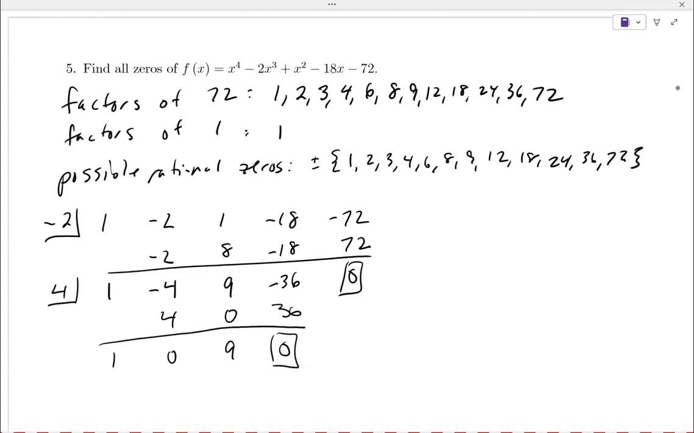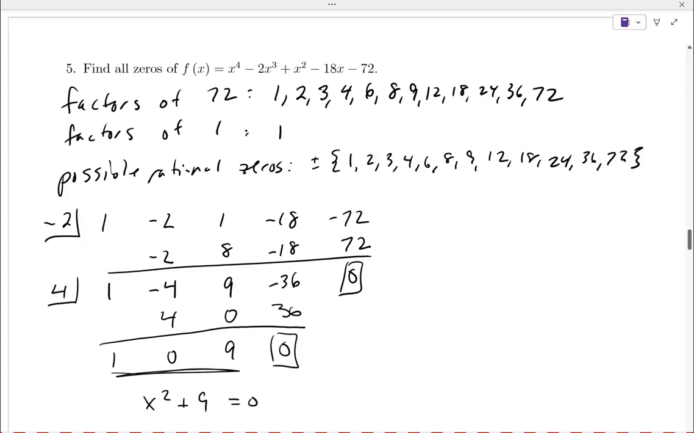We started with a 4th degree. This is now 3rd degree. This is now 2nd. All right? So what polynomial is left here? What equation do we end up wanting to solve? What is left out of this? X squared plus 9, right?